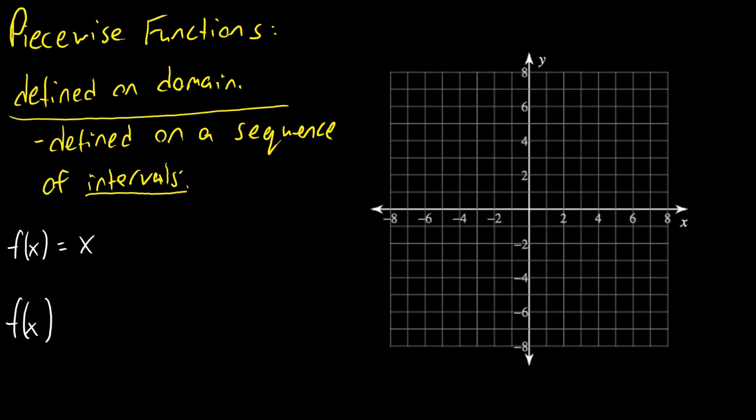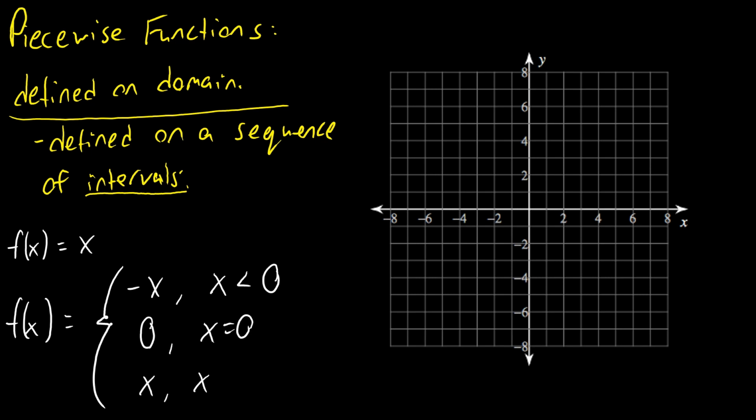So you're going to say f of x equals a large bracket, okay, and this is really to contain all your different functions, and you're going to go negative x, comma, x less than 0, 0 at x equals 0, and x greater than 0, okay? And now we're going to take all three of these, right, 1, 2, 3, and we're going to plot them on this graph, okay?